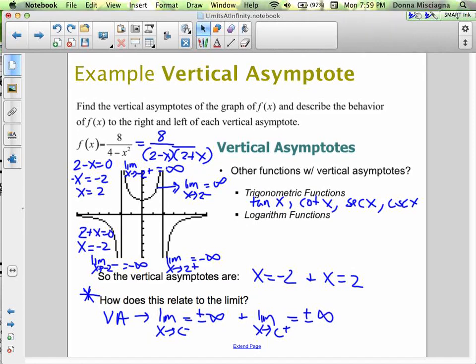Okay, let's take a little bit more of a look at vertical asymptotes. That part you can put in your notes, and I think I have almost the same thing on the next page.